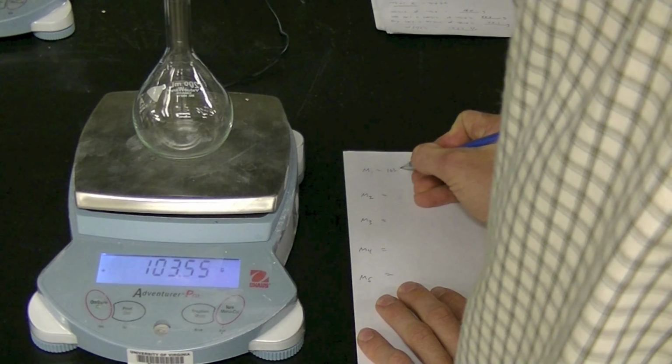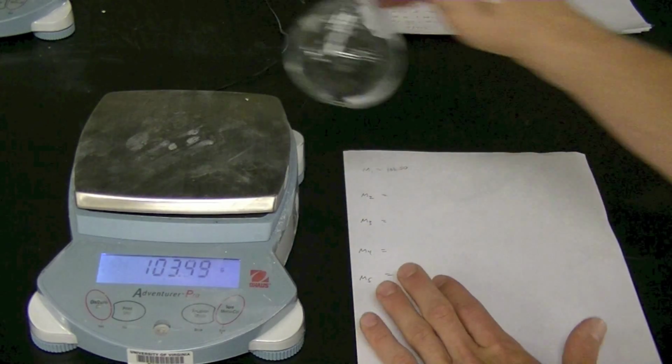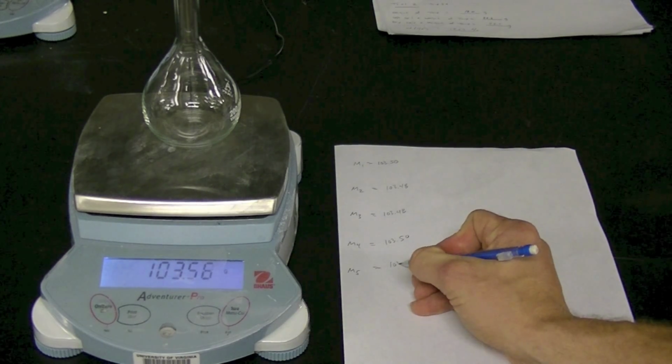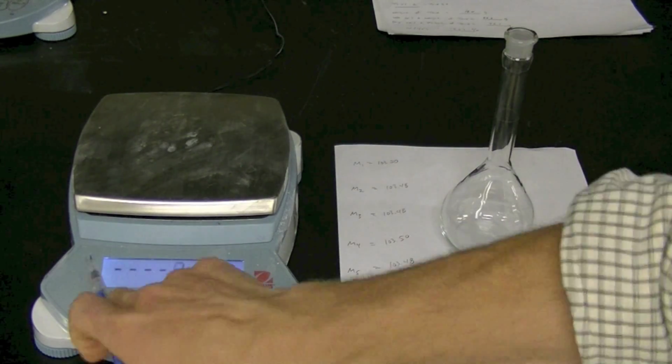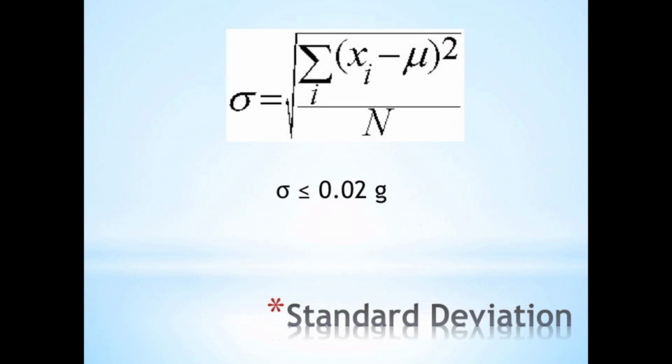Repeat the weighing process, totaling 5 separate times. Record all 5 measurements. With the 5 measurements, calculate the average, also known as the mean. Calculate the standard deviation of the dataset. The standard allows a standard deviation of 0.02 grams and below. If this requirement is not met, the calibration should be repeated.